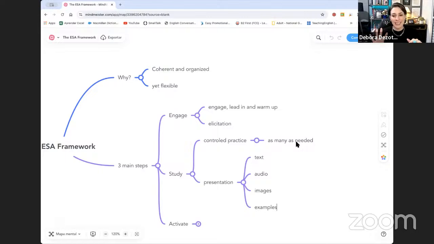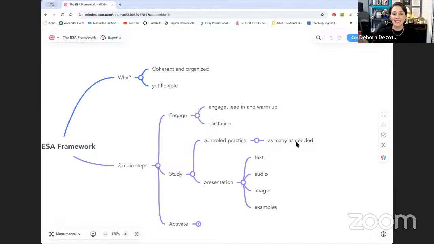So, this strategy, this framework goes for all the ages, all the levels, and all the kinds of English that you work with, regardless of whether or not you work with business English, English for exams, basic English, intermediate, it doesn't matter. English for kids, for teens, it doesn't matter. This order will be suitable for whatever purpose you have.